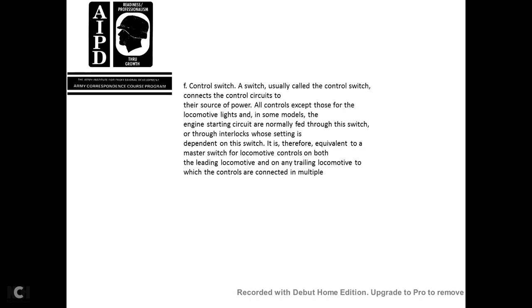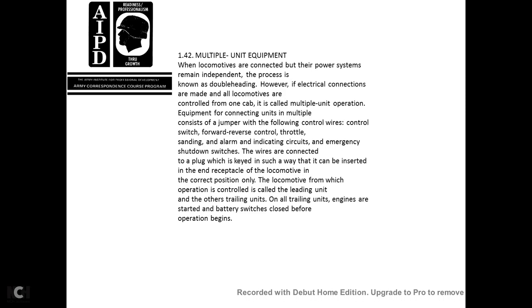F. The control switch. A switch usually coupled with the control switch connects the control circuit to the source of power, for all controls except those for the locomotive lights. In some models, engine starting circuits are normally fed through the switch through the interlocking wheel. Setting the switch is therefore equivalent to the master switch of the locomotive controls on both leading locomotives and any other trailing locomotive to which the controls are connected in multiple unit equipment.